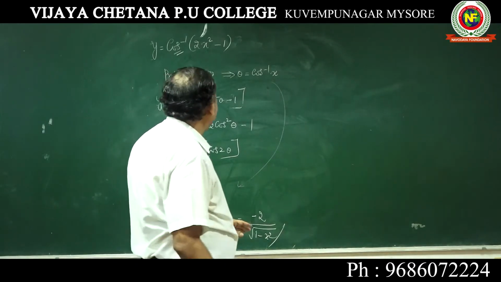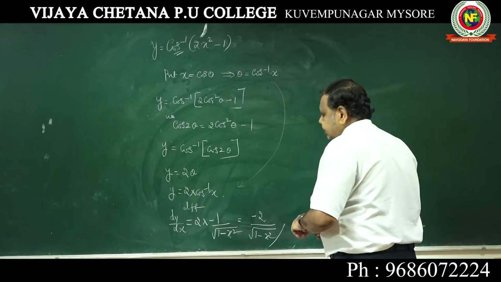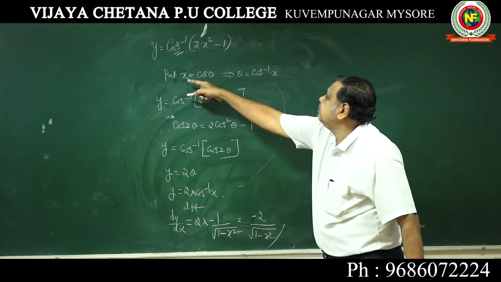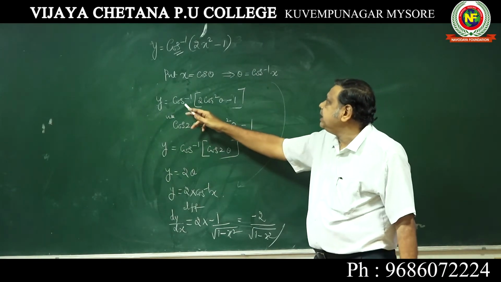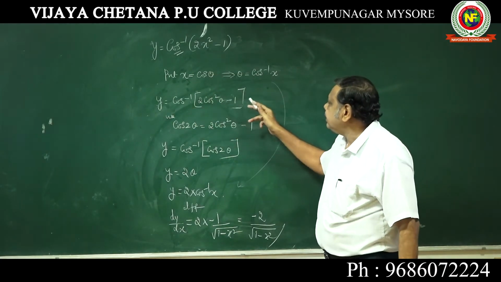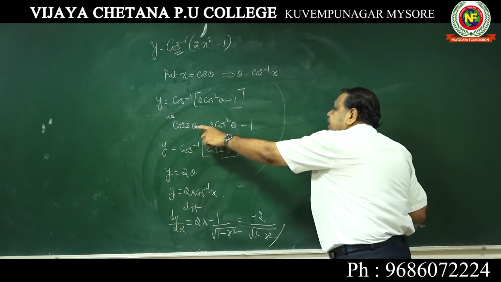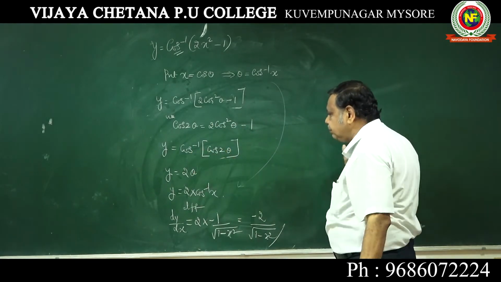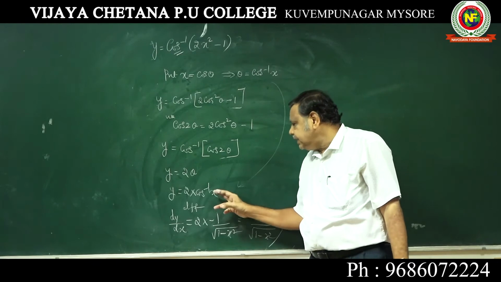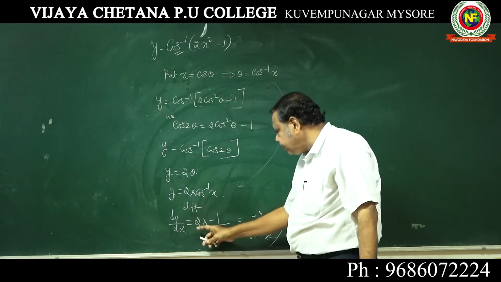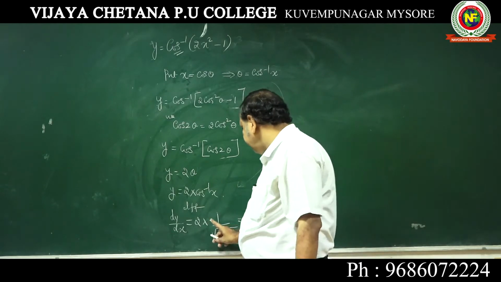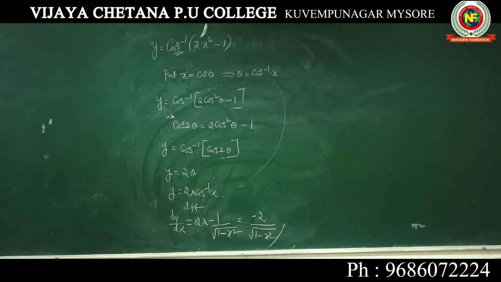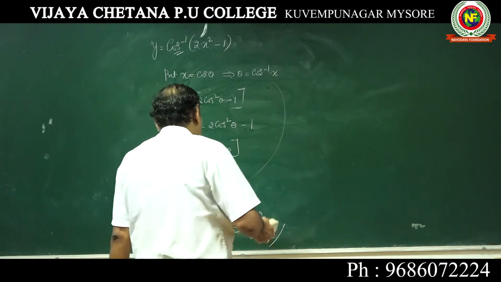I will explain again. Cos inverse of 2x square minus 1. Put x equal to cos theta, not tan theta. Theta is equal to cos inverse x by the definition. Now y is equal to cos inverse of 2 cos square theta minus 1, and cos 2 theta is 2 cos square theta minus 1. You know this formula. Now we have cos inverse cos 2 theta, that is 2 theta, and theta is cos inverse x. So now you differentiate, dy by dx will be 2 into minus 1 over root of 1 minus x square. Our answer is minus 2 over root of 1 minus x square.